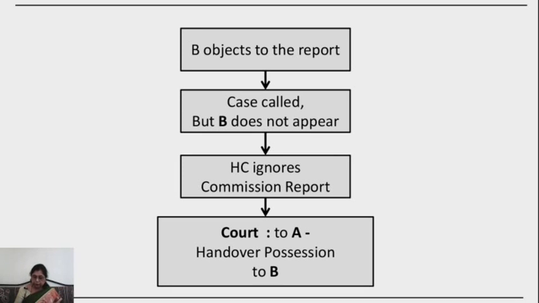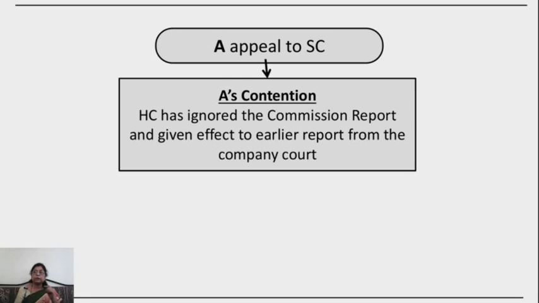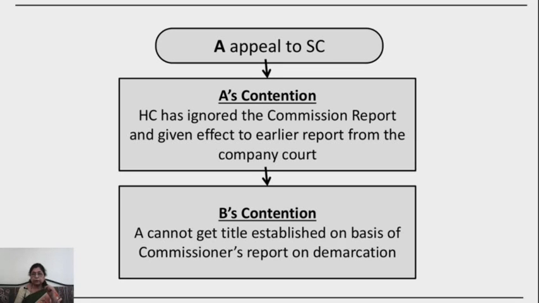Now, against this decision, A has filed an appeal, which is the case before us. The appeal of A to the Supreme Court is this case. Now, the Supreme Court has to consider two things, that is the contention of A and the contention of B. What A says is that the commission report which has been put before the court, that is the division bench, has to be given effect because it is an important piece of evidence. Instead of that, they have ignored it completely. The High Court has ignored it and has given effect to the earlier report from the company court.